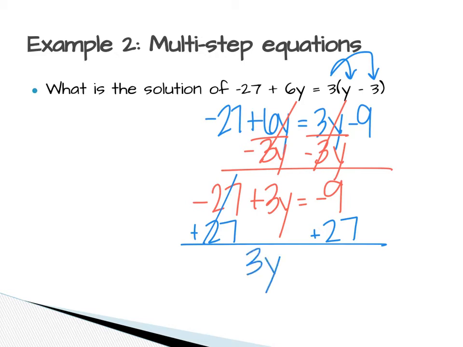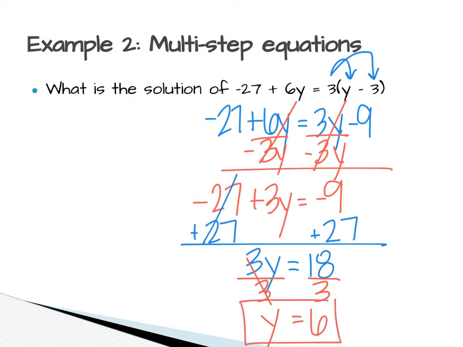And we get 3y equals negative 9 plus 27, which is 18. Then we divide both sides by 3, and we get y equals 6. So I'm just doing inverse operations all the way down.